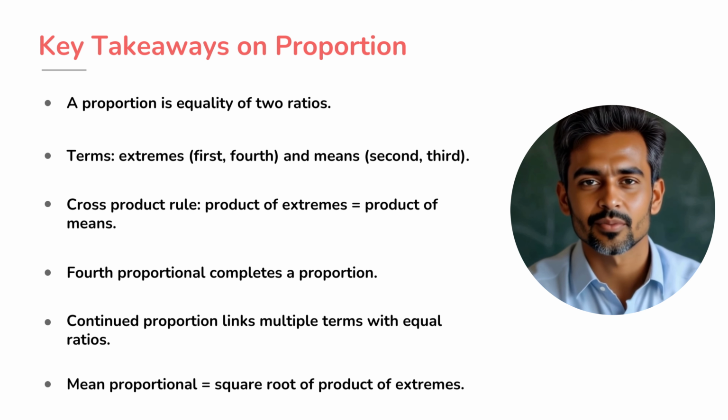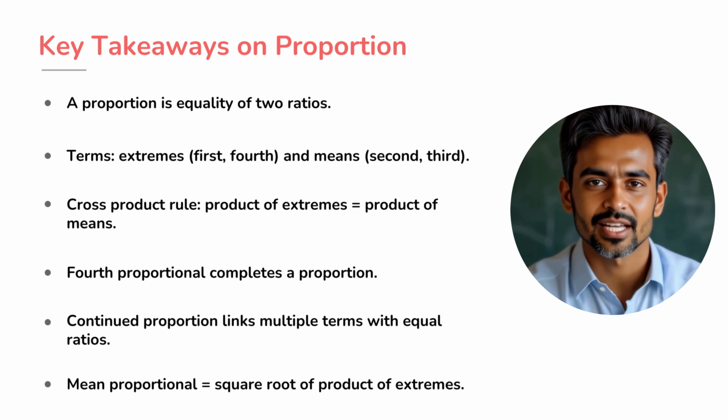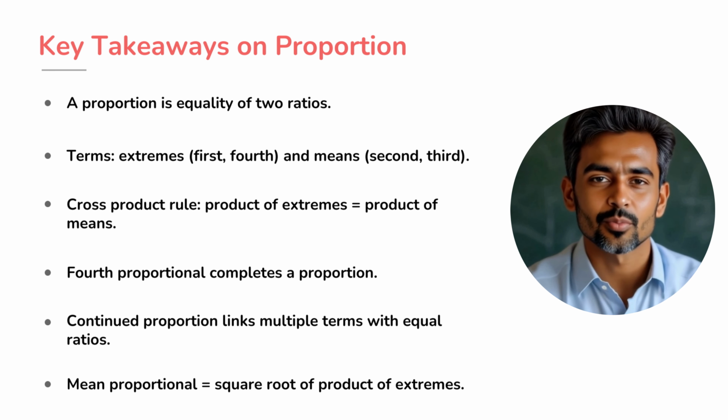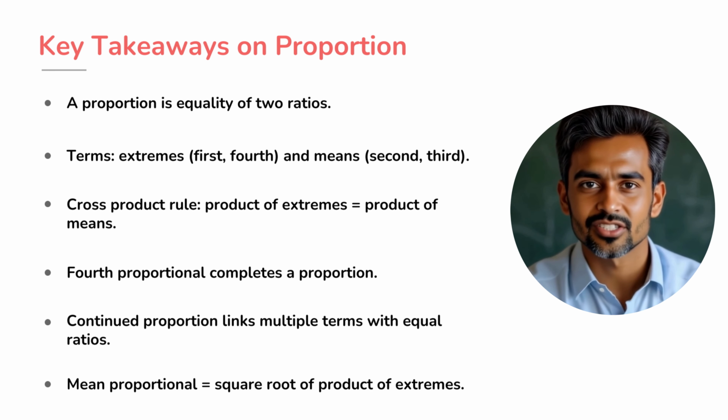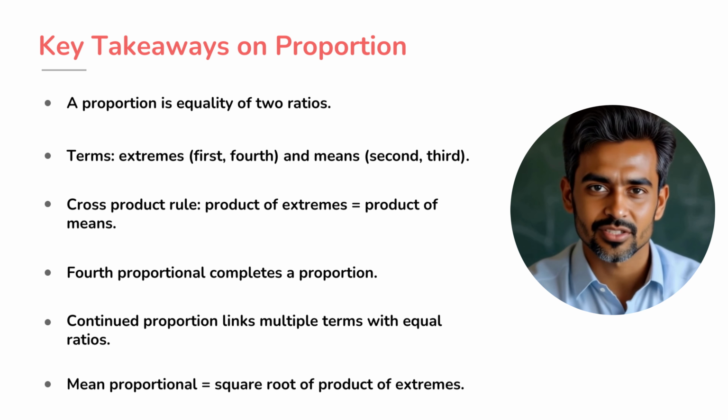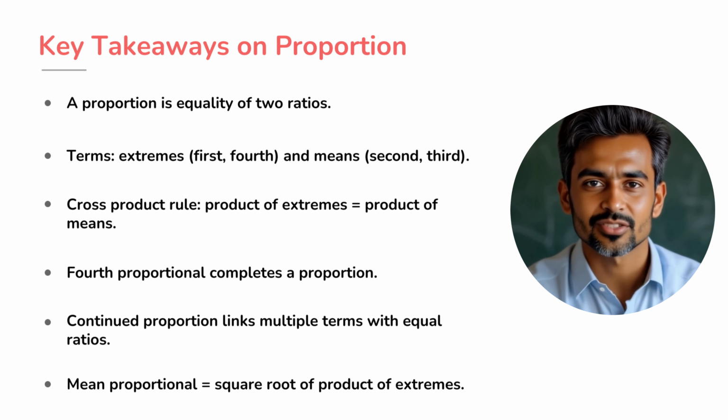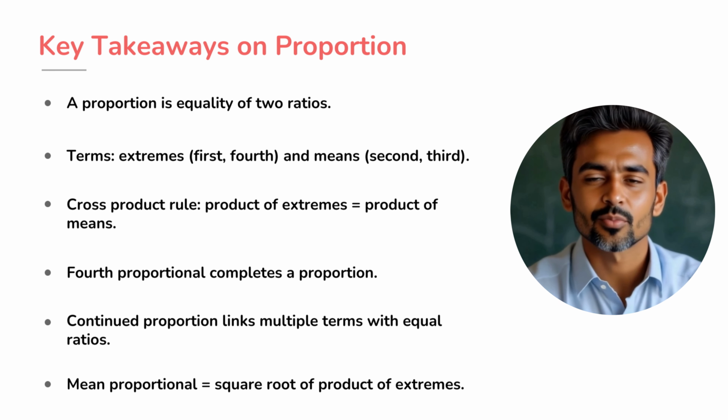So, to wrap it all up, a proportion is the equality of two ratios. In it, we identify extremes and means. The cross-product rule tells us the product of the extremes equals the product of the means. The fourth proportional is the number that completes the set. Continued proportion extends the idea across more terms, and the mean proportional is the square root of the product of the extremes. Proportion is not just a textbook topic. It's a tool we use in designing, enlarging, comparing, and scaling in real life. And that's the essence of proportion.